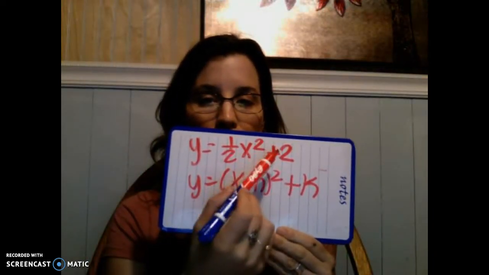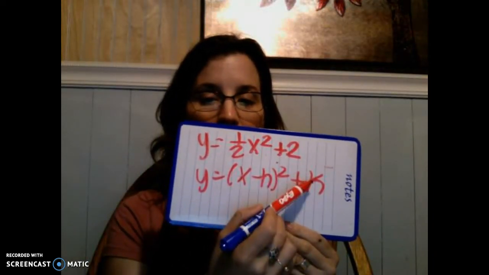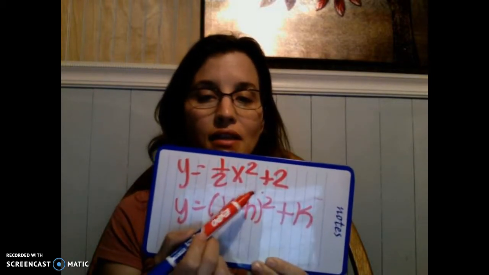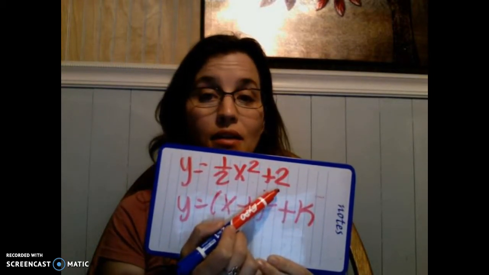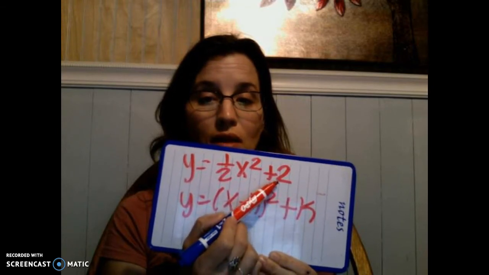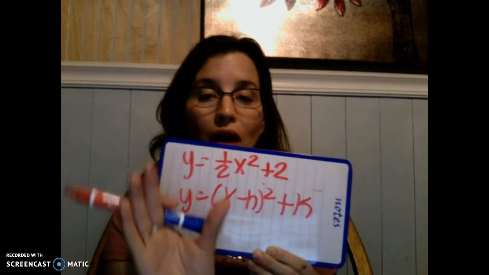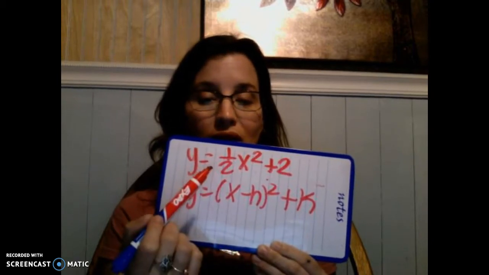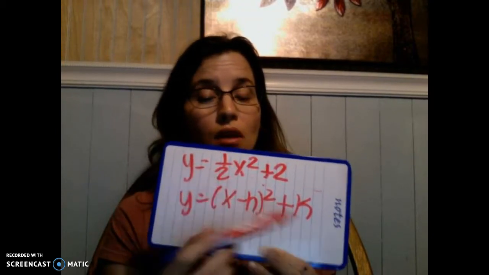This plus 2 means that I'm talking about a vertical shift. So instead of starting at 0, 0, I'm going to be starting at 0, 2, because that means from the origin, the whole graph shifted up 2 spaces. Because this is a positive slope, that means that this is going to be a parabola that's going up, right? It's going to have a minimum.